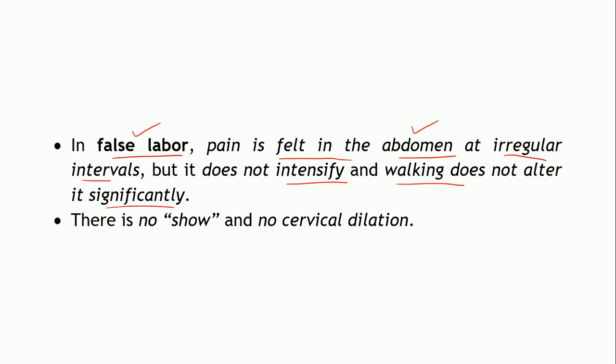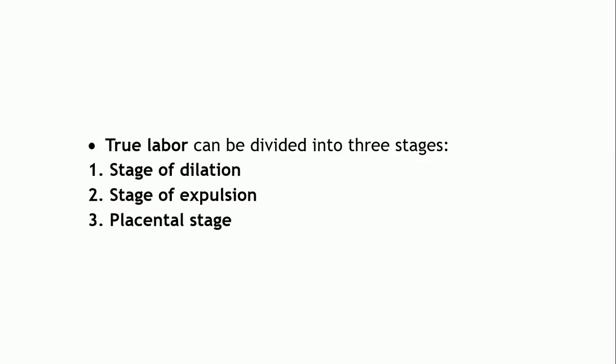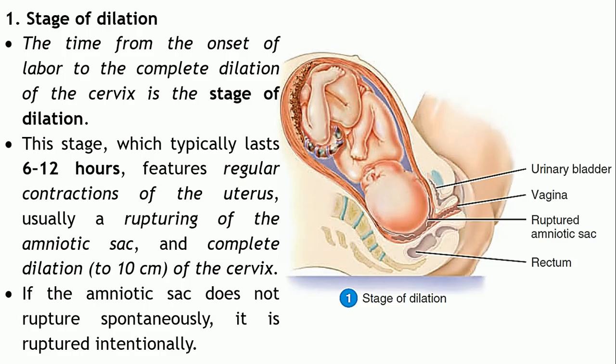Also there is no show. Show means there is a discharge of blood containing mucus into the cervical canal. If it does not occur, it indicates that it is a false labor. Also if there is no cervical dilation, then it indicates that these labor pains which are initiated are false ones. Now, coming to the stages of true labor. There are 3 stages of true labor: stage of dilation, stage of expulsion and placental stage. These are the 3 stages into which true labor will occur.